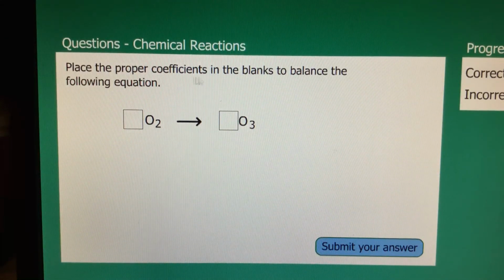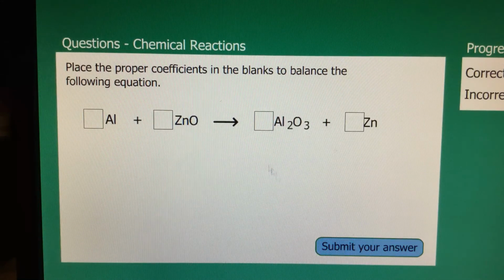All right, place the proper coefficients in the blanks next to the equation. All right, so we have, here's a tip, we have an even number and an odd number. So the only way we can really balance this out in their low numbers, so we're just going to cross multiply. The only way we can balance them out is making both numbers an even number. All right, so there we go. 3 times 2 is 6, and 2 times 3 is 6.